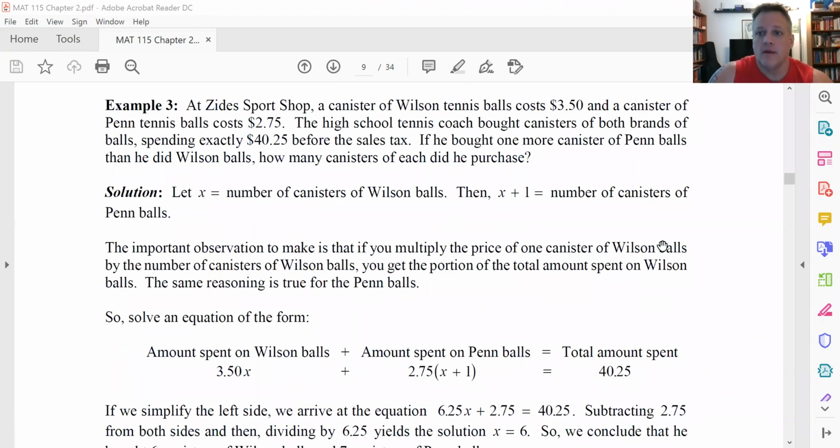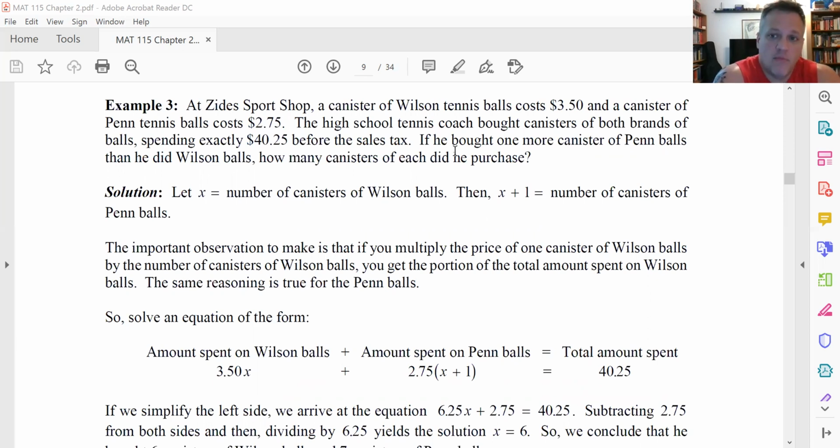All right, so at Zide's Sport Shop, we have a canister of tennis balls that cost $3.50 and a canister of other types of tennis balls that cost $2.75. And the high school tennis coach bought canisters of both types of balls, and he spent exactly $40.25 before tax.